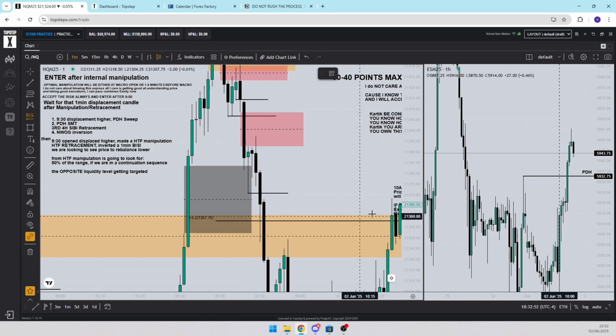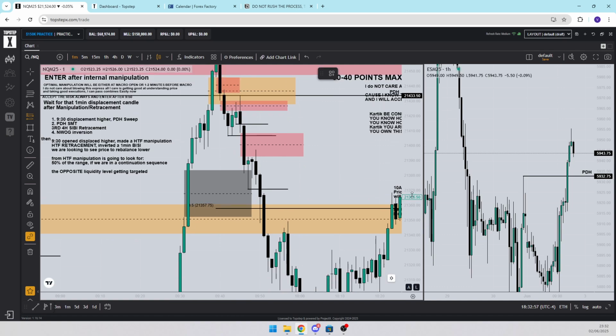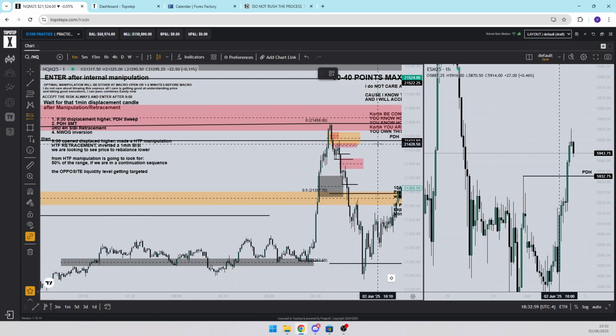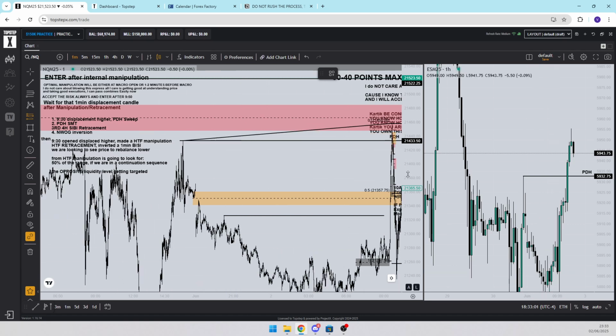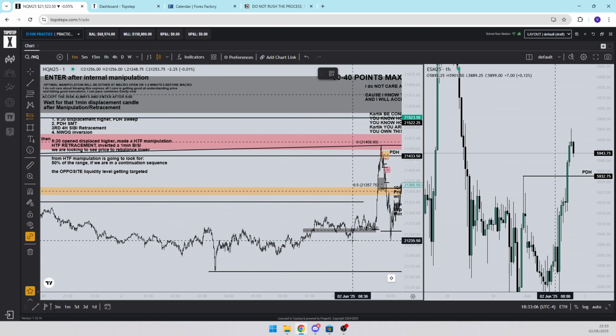Most likely gonna look for the 50% of this BC, and from this lower BC I expect the price to go even lower just because the manipulation was really high time frame. You just gotta ask yourself, from this manipulation, price is gonna look for most likely this low or this low. In this case, we met this low, and just immediately reversed higher.